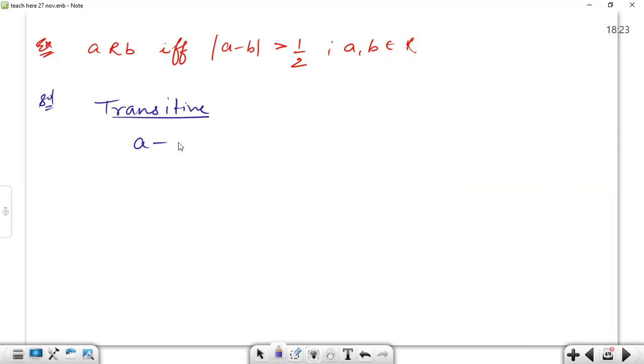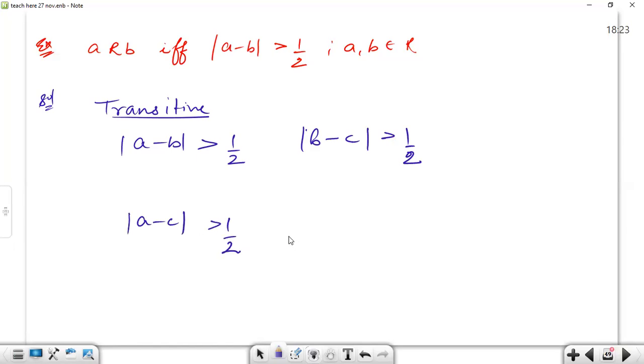So if it is given that a minus b is greater than half and b minus c difference is also greater than half, maybe write that a minus c's difference will also be greater than half. Can we do that?